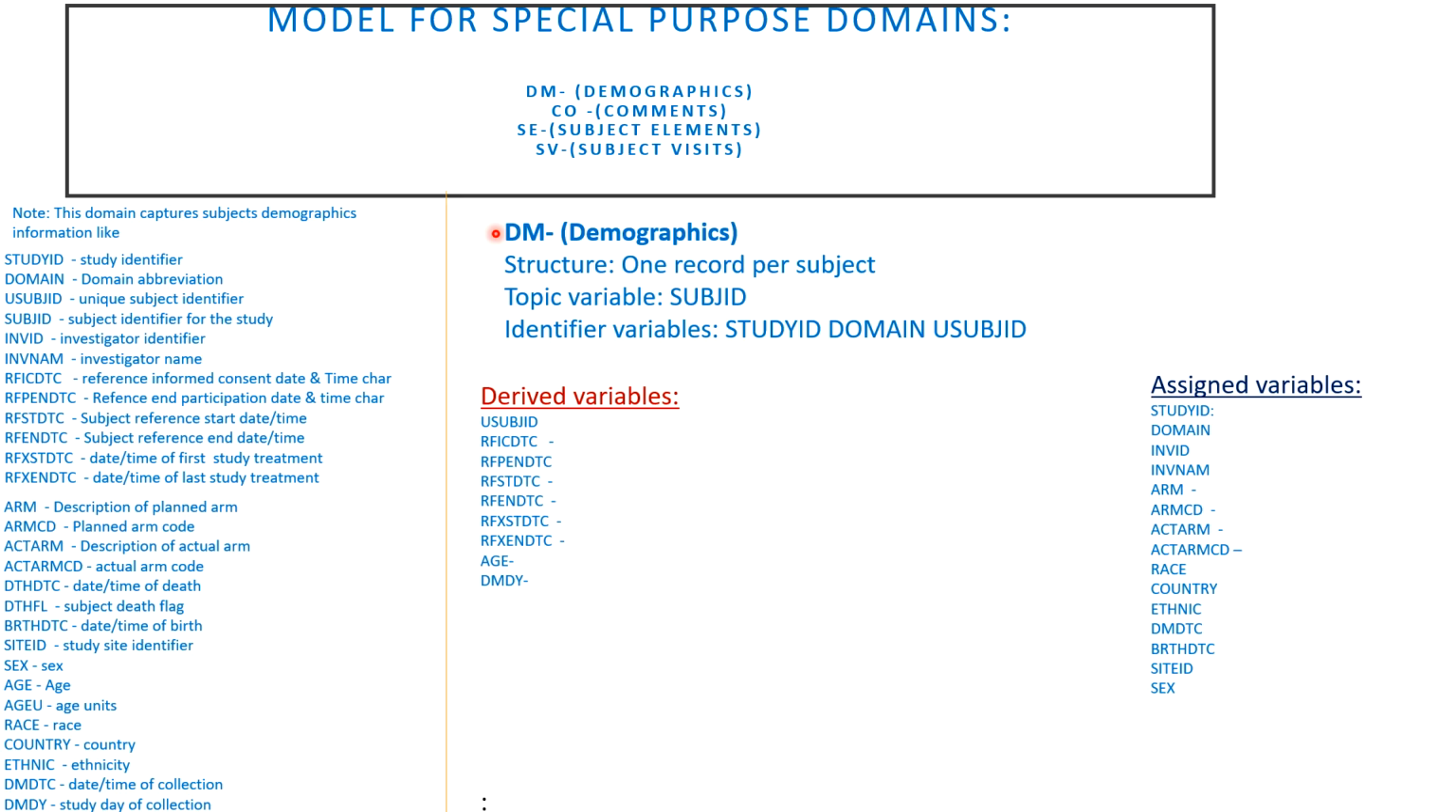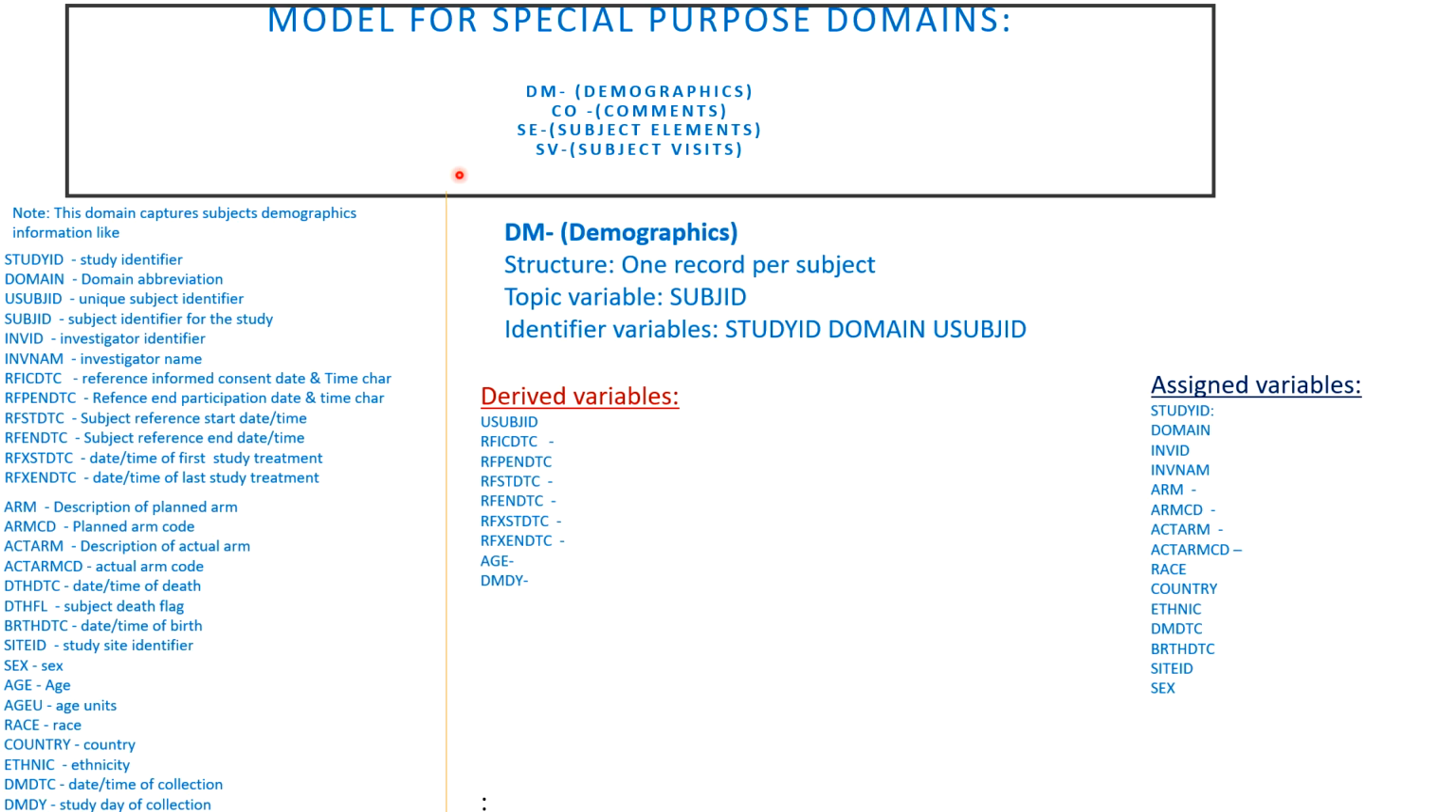So according to SDTM guidelines, the model per special purpose domains comprise 4 domains. One is the DM domain, CO domain, SE domain, and SV domain. Okay, so now each domain we'll discuss one by one, along with its variables and how we'll derive each variable.